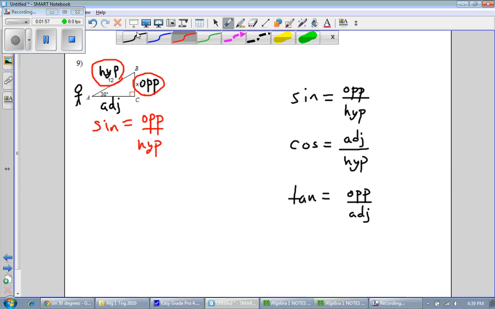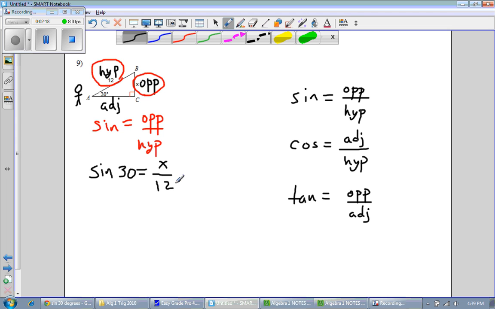Now we're going to put in some numbers. What is sine? It's a ratio. It has to do with a starting point. So you're not just sine, you have to say the sine of 30 degrees. It's our starting point, so that's going to go with our trig function. Opposite, we see x. Hypotenuse, we see 12.